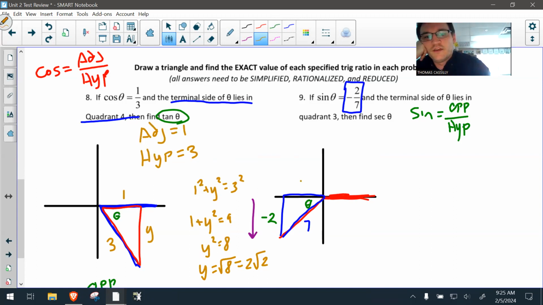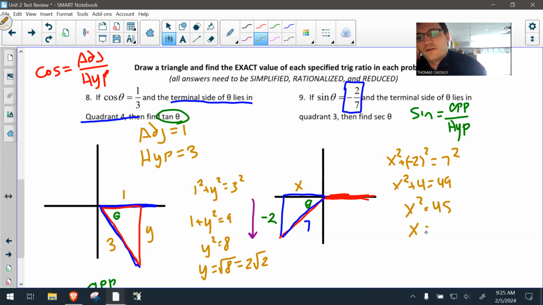Our goal is to figure out this side here. And again, same as before: x squared plus -2 squared equals 7 squared. So x squared plus 4 equals 49. X squared equals 45. X equals the square root of 45, which if we simplify, we get 3 radical 5.